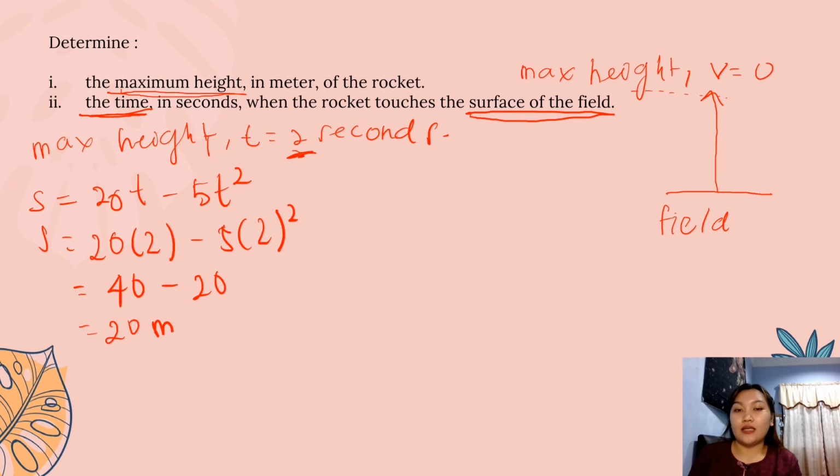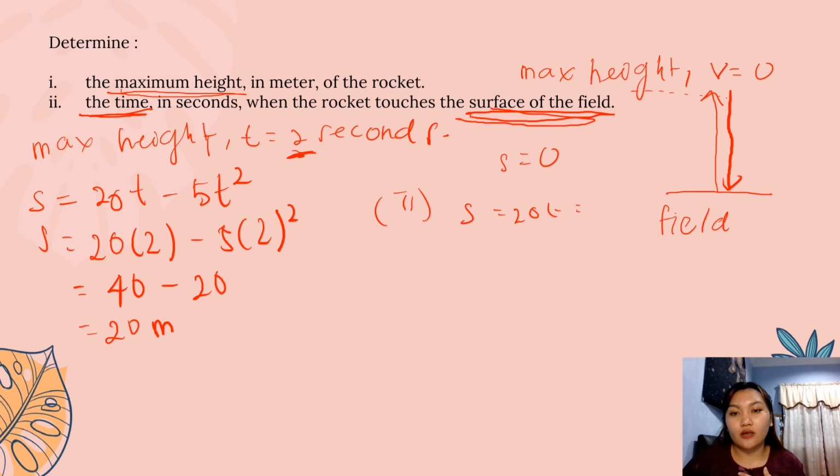Okay, so basically, what does it mean by the rocket touches the surface of the field? It goes back down to the ground. It goes back to the origin. So when it goes back to the origin, we know that the displacement is equal to 0. So it's easier for us to solve question C2, where S is equal to 0.